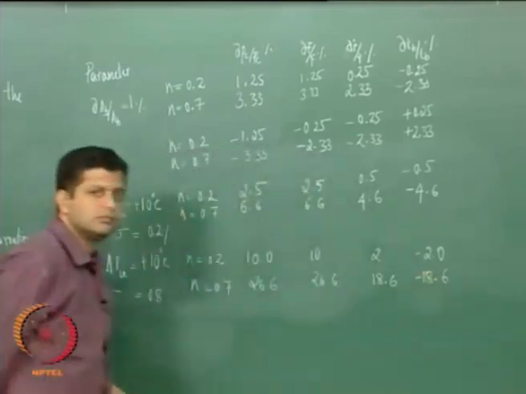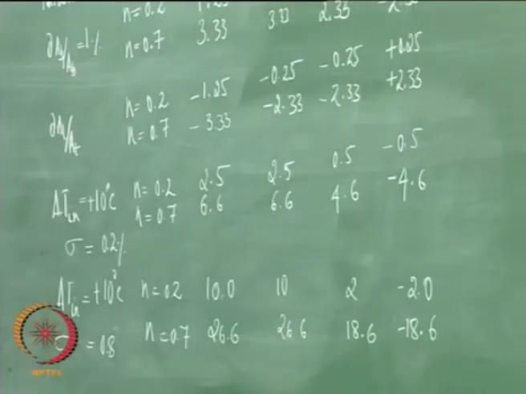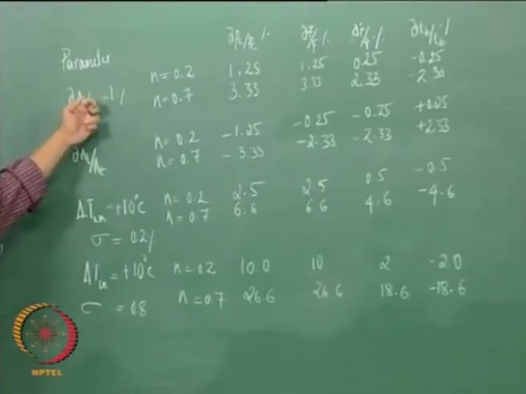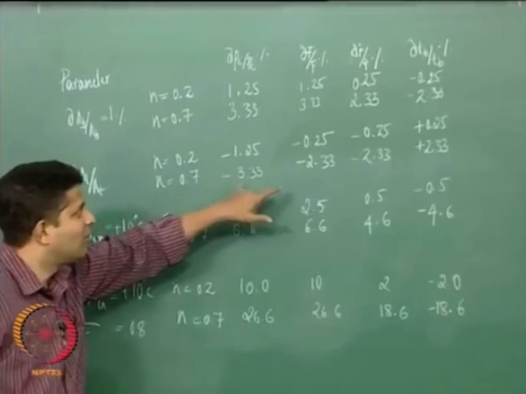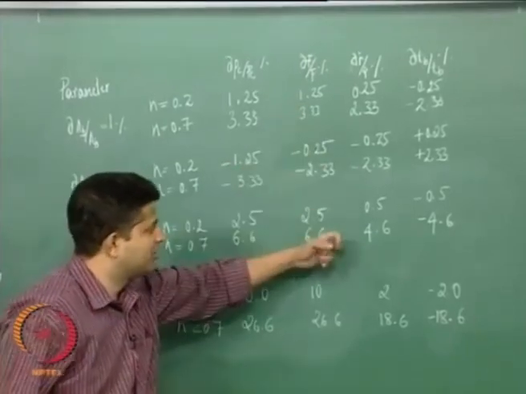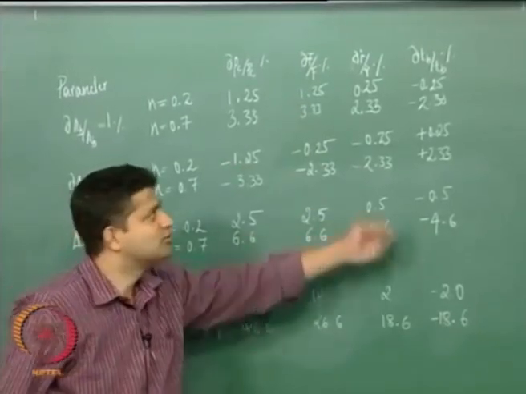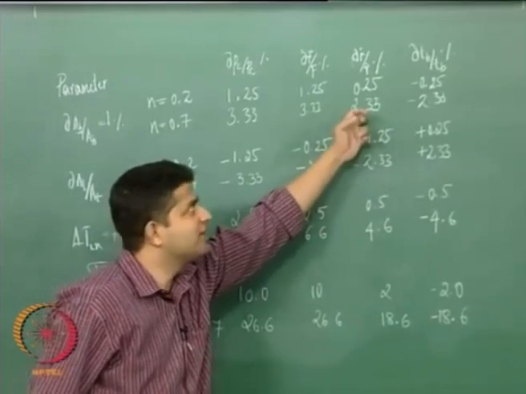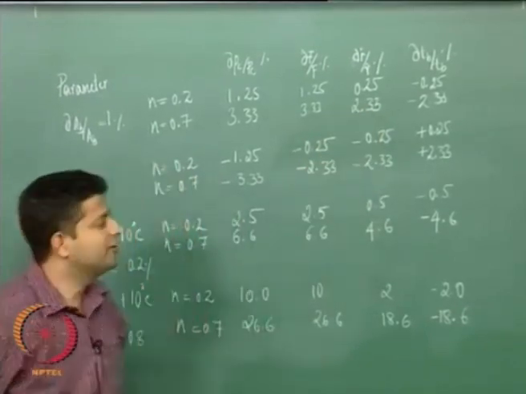Now, if you notice this, as I said earlier, this sign will be different from the other two. All this is with a minus sign, whereas all this is with a plus sign. So, the changes in burn time will be the negative of the changes in burn rate.